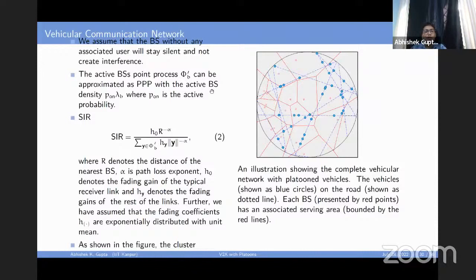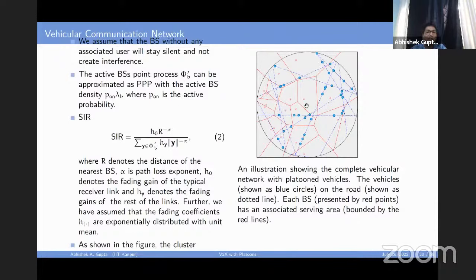Okay. We also assume that if any of the cells does not have a user, for example, if you look at this cell, it does not have any user, then it can stay silent, which means it will not be interfering with other base stations. And that is a useful technique, because you can reduce the interference if the user is not in that particular cell. So you can model the active base station point process again using an approximate PPP if I know the active probability and the overall density of the base stations.